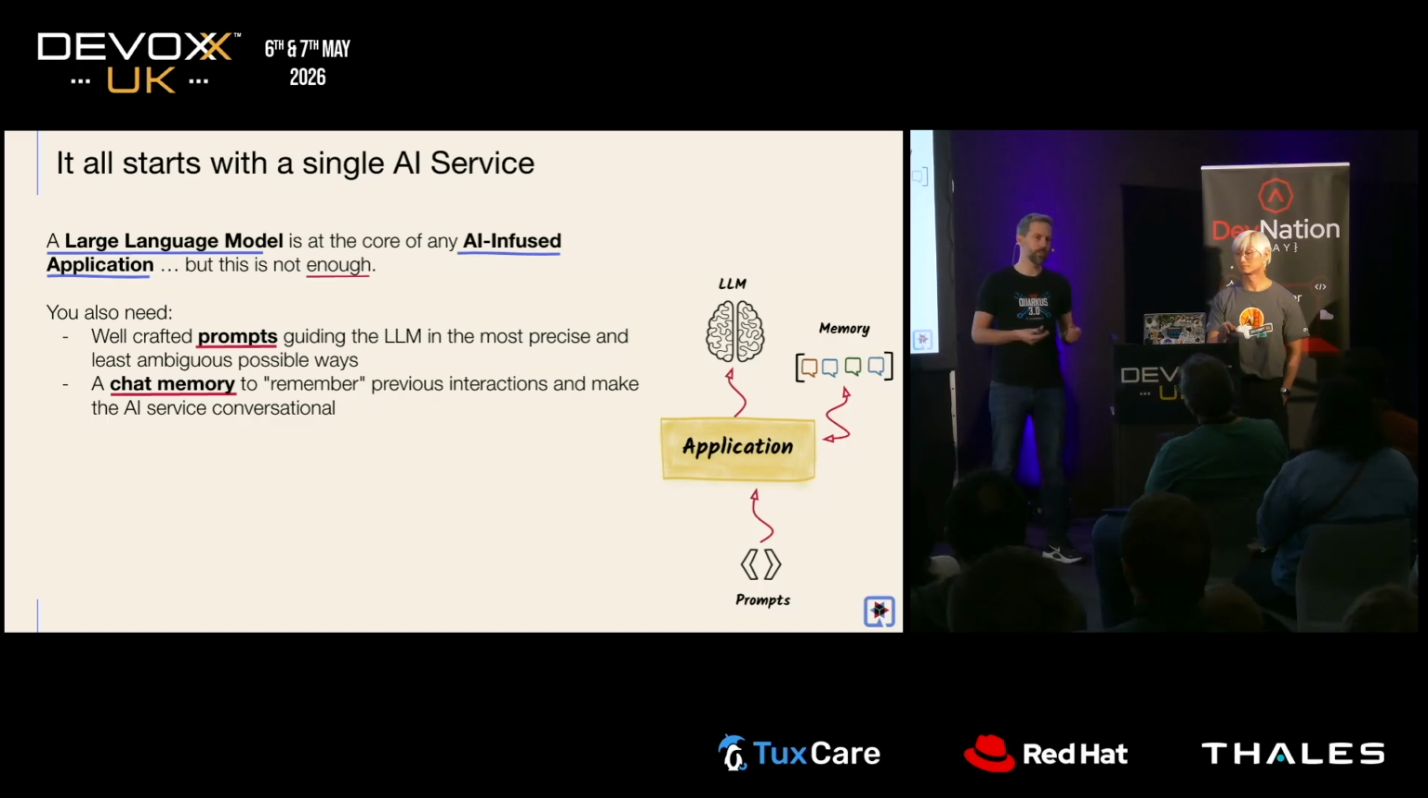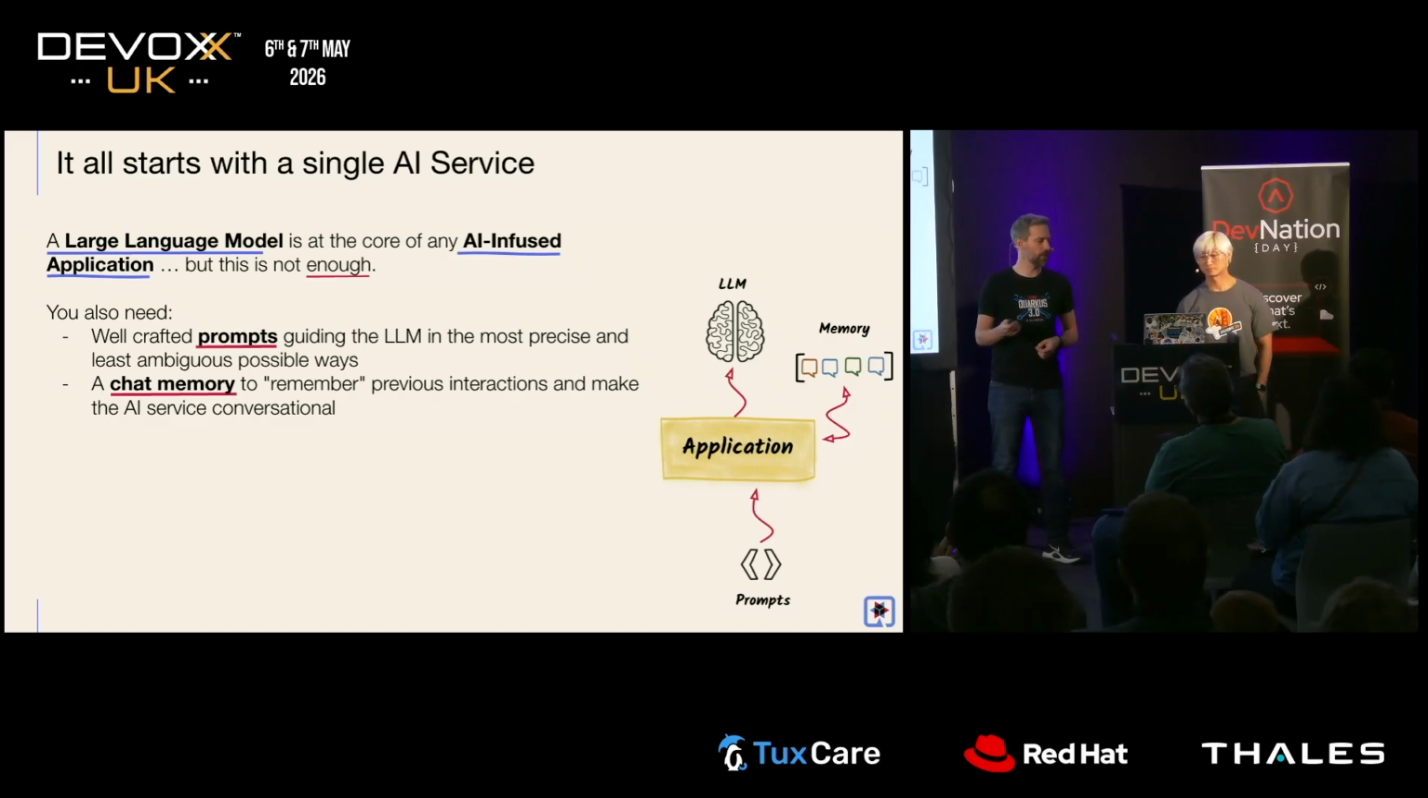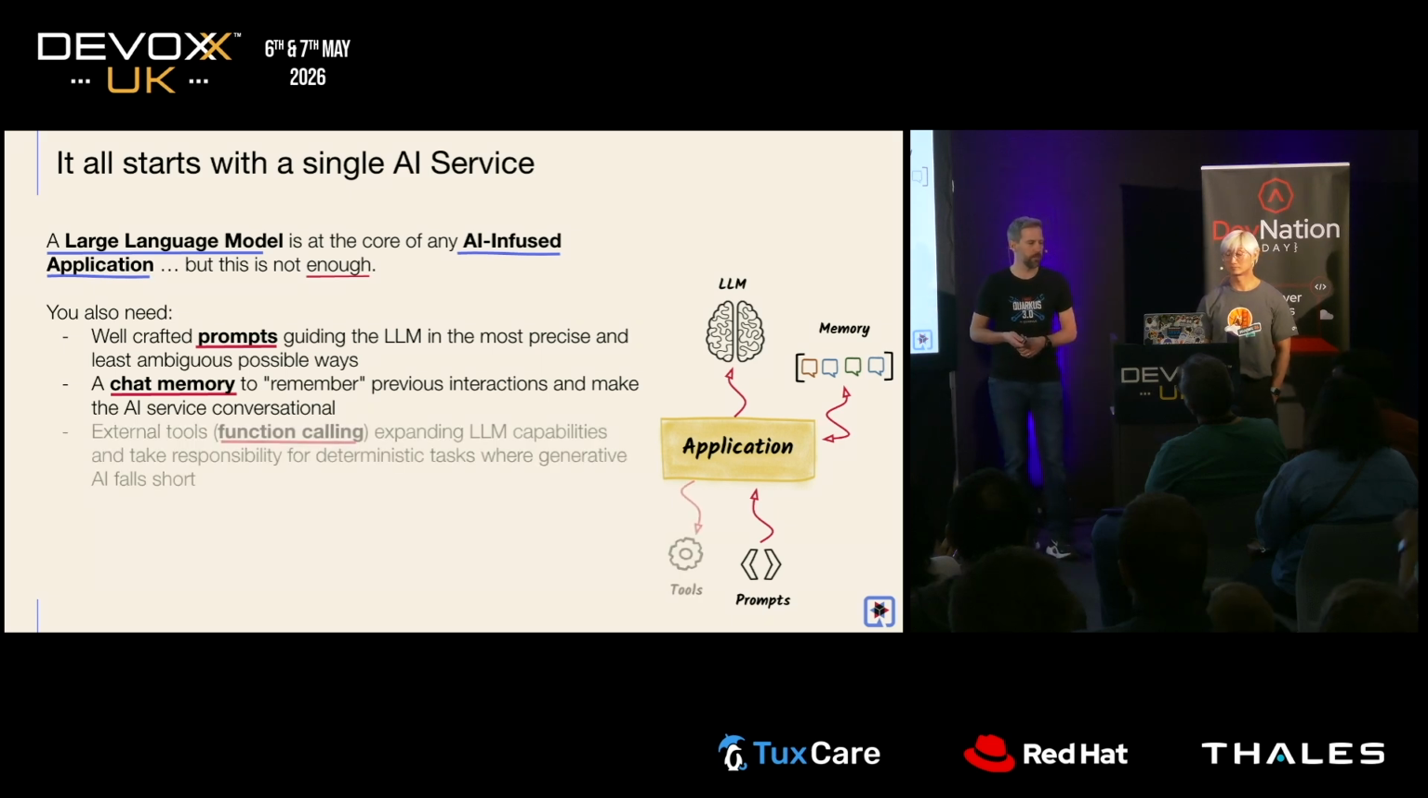And of course, with Quarkus and LangChain4j, that's out of the box. So you have memory. You can configure it. If you want to persist it, you can do that too. But it is a pretty important piece of the puzzle.